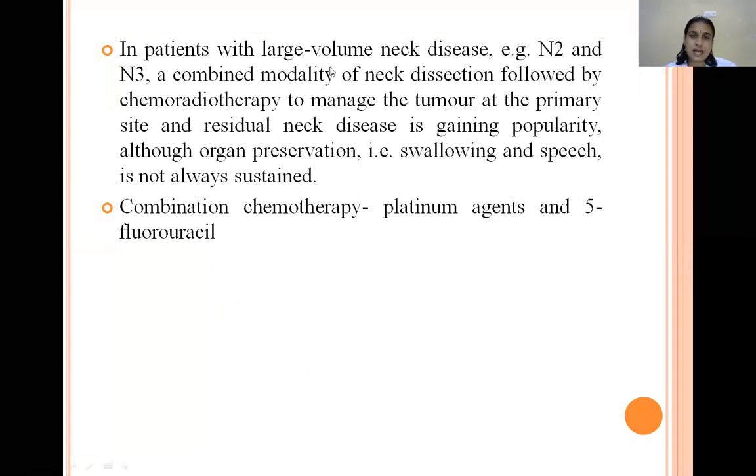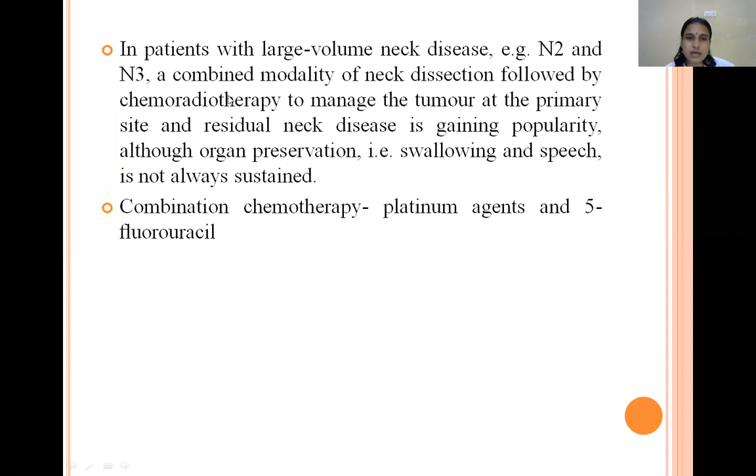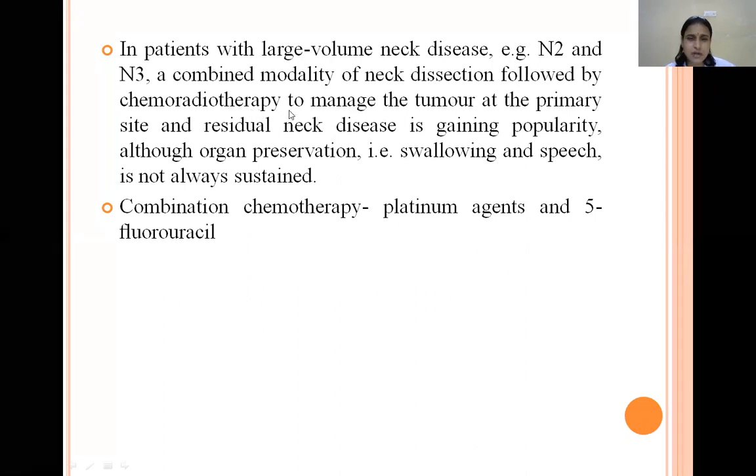Now, in patients with large volume neck disease, that is extensive involvement of the lymph nodes on both sides, more than 6 centimeters, there is a combined modality of neck dissection followed by chemoradiotherapy. So chemoradiotherapy in conjunction with the primary surgical excision is being followed popularly in order to preserve the functions of swallowing and speech.